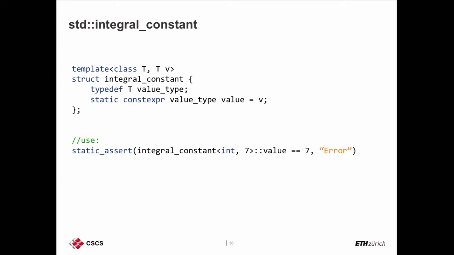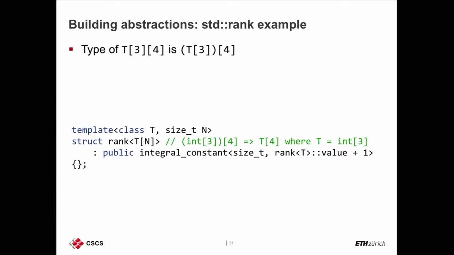Integral constant is something that we saw before also, that you can get the integral constant value. I want to show you also an example. std::rank is a functionality which is available in the standard library that, given an array, gives you the rank of it. So if I have a 3-dimensional array, the rank is 3. If it is a 4-dimensional array, the rank is 4.